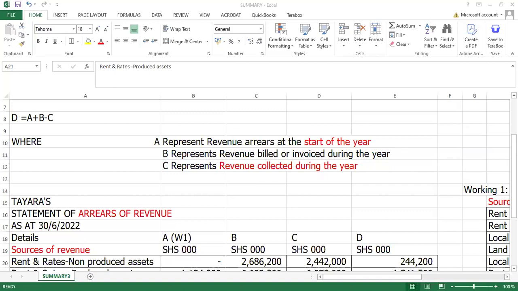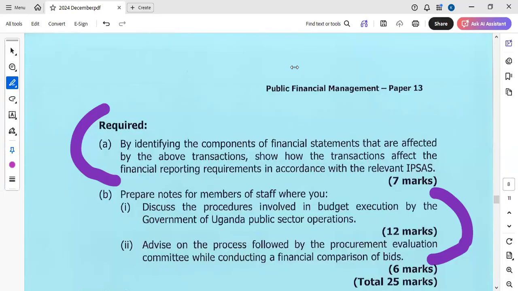Okay, so still the same year. You have question 2. Please master the theory about the budget. It will help you. Now, part B was about the budget execution. Then part C was about the procurement. My focus is on part A, and I want to clear these marks.